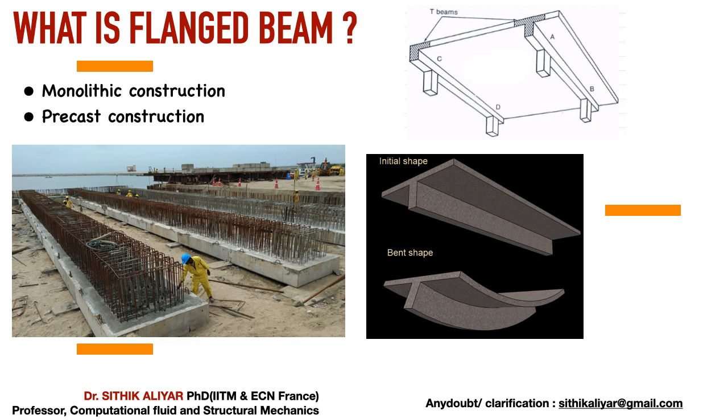You can see the bottom right figure, there is an initial shape and the bent shape. If you are designing a beam considering only the beam, only the beam should bend, but you see in the bent shape, the slab is also bending along with the beam. So some portion of the slab also comes along with the beam and behaves similarly to the beam.